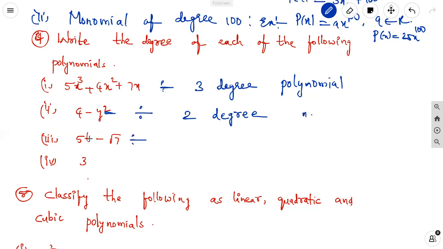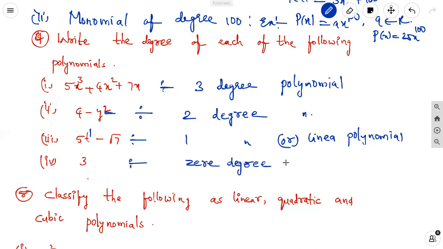In this, only t is there, that is t power 1. It is a 1 degree or linear polynomial. If they are asking the degree, just say 1 degree polynomial. Next is a 0-degree polynomial. In that, no x term is there. If no x term, we can write it as x power 0, that is 3 into x power 0. So it's a 0-degree polynomial.